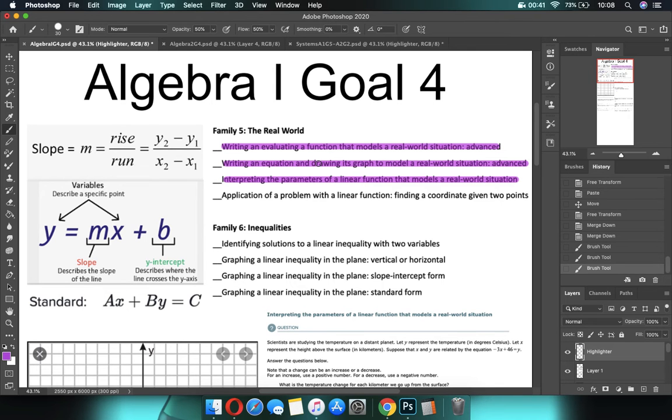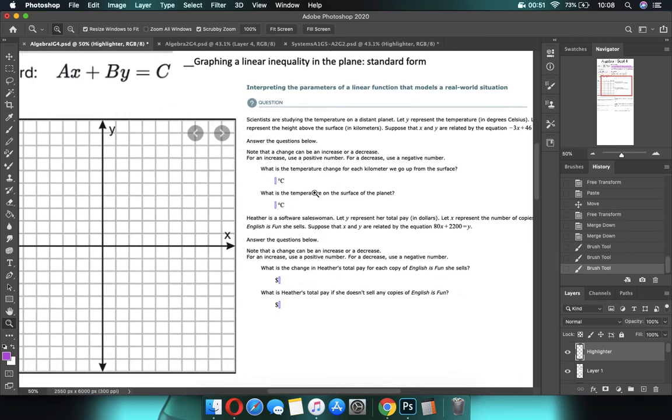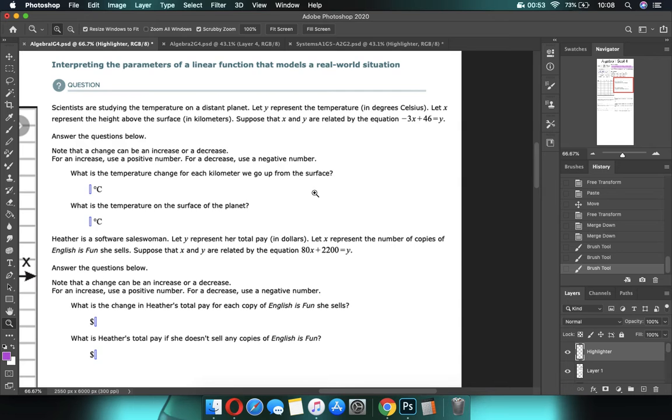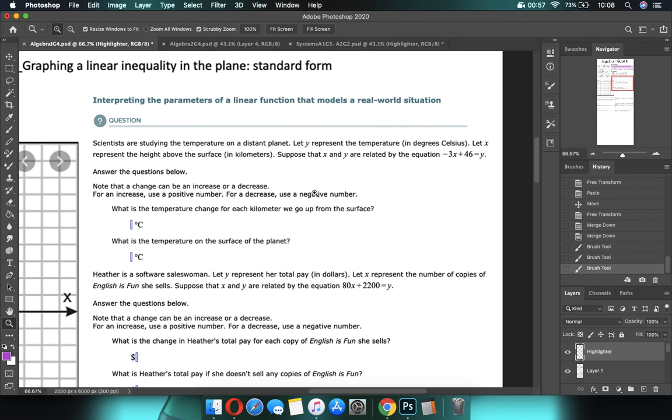And again, order is important. So we're going to start particularly with interpreting the parameters of a linear function modeling a real-world solution. So let's scroll down and let's zoom in. This first topic for word problems, they're actually pretty nice to you in the sense that they give you the equation already. So looking at this one, scientists are studying temperature of a distant planet.